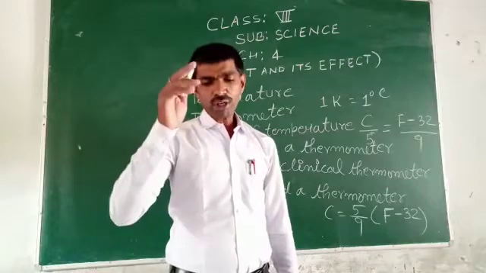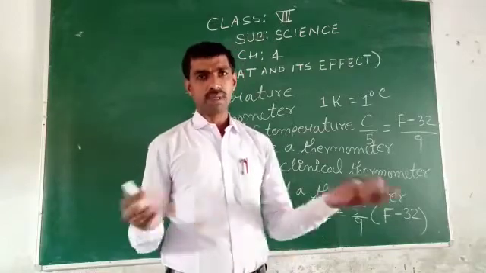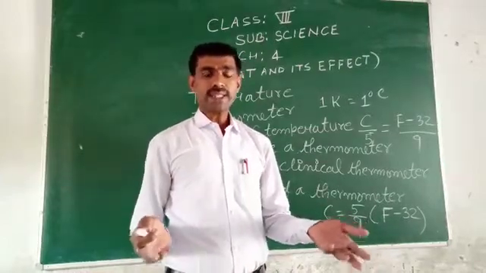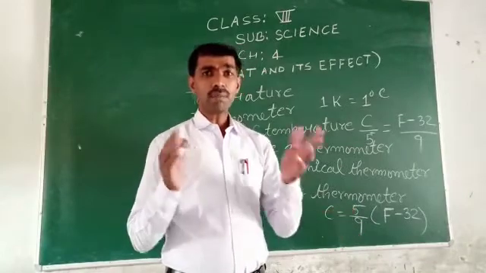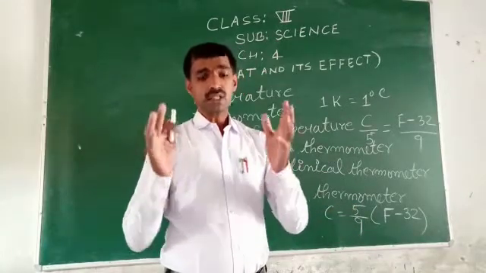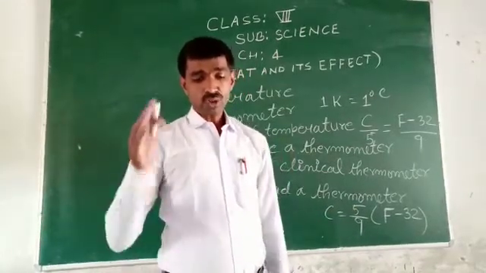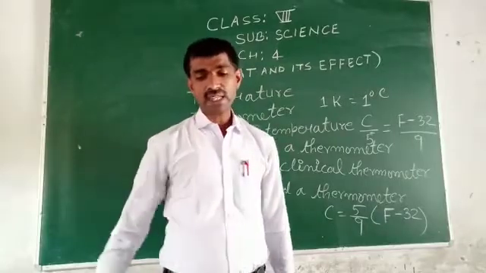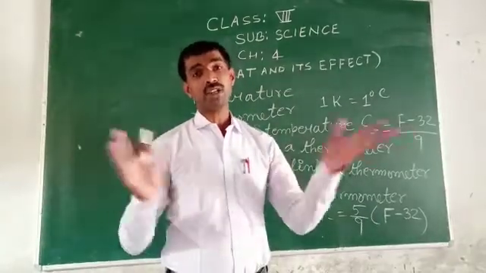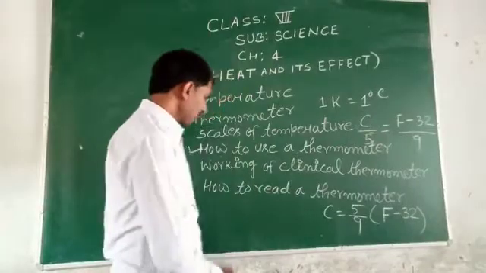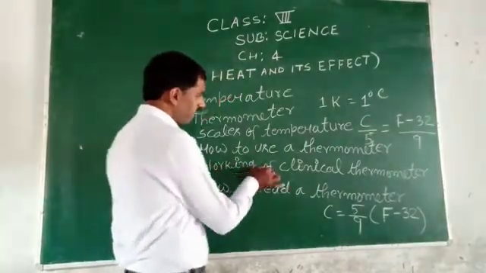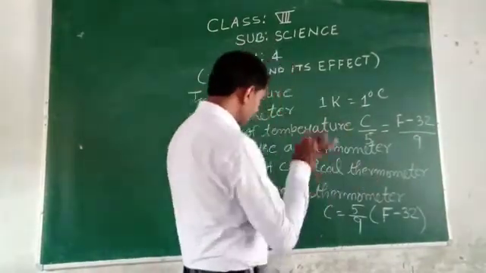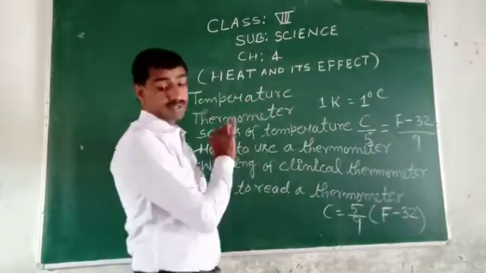There is a kink or constriction just above the bulb. Inside the thermometer, there is a kink above the bulb. So, the working of the clinical thermometer, that means how the clinical thermometer works. I am going to explain it.